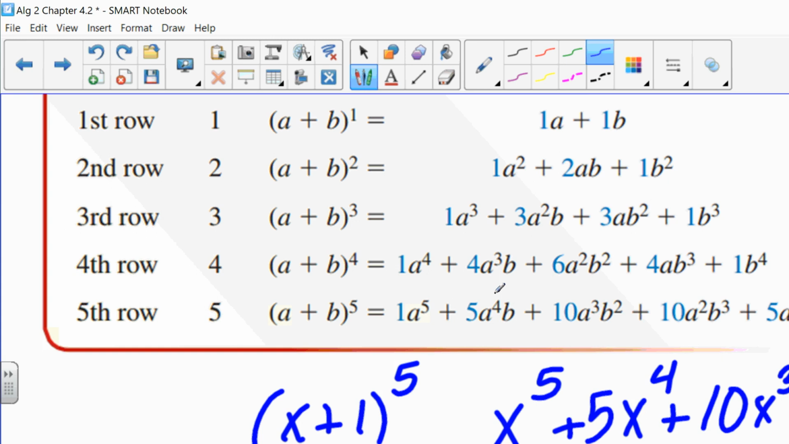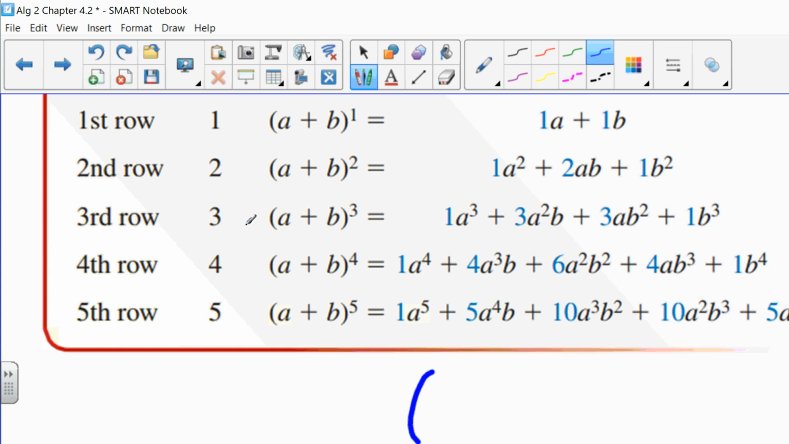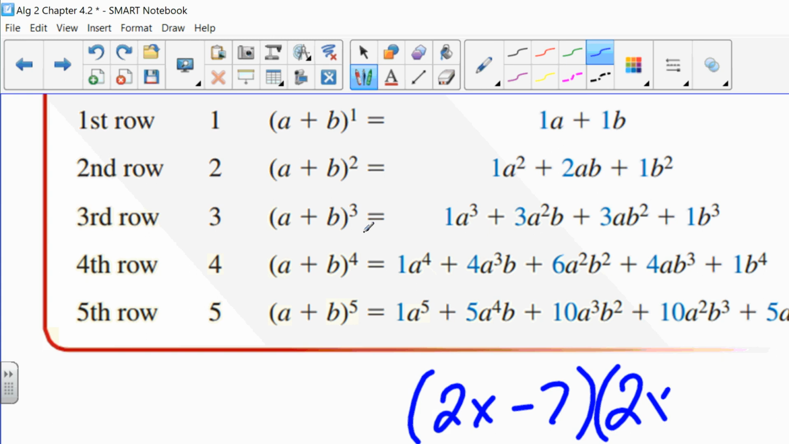Does that make sense? So this triangle here wouldn't work if we're talking about 2x minus 7 times 2x plus 4. And doing that over and over again. We'd have to do each one individually. Because if we had this here, Pascal's triangle would work for each individual one. It wouldn't work for the whole set.